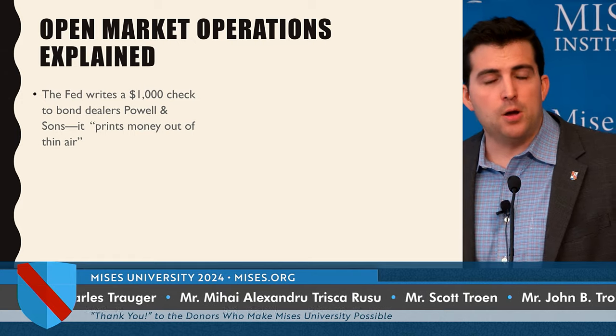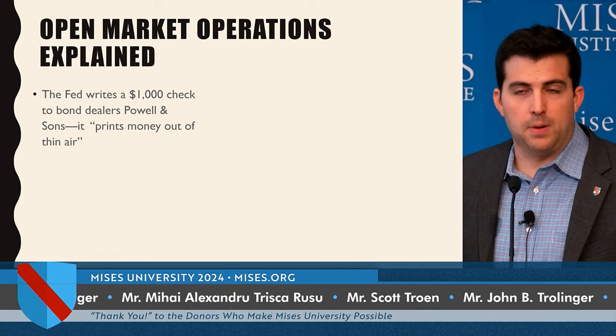Useful pro tip in life: if you know someone who can print money, aka the Federal Reserve, exploit it. Talk to them. Be friends with them, because they can print as much money as they want.